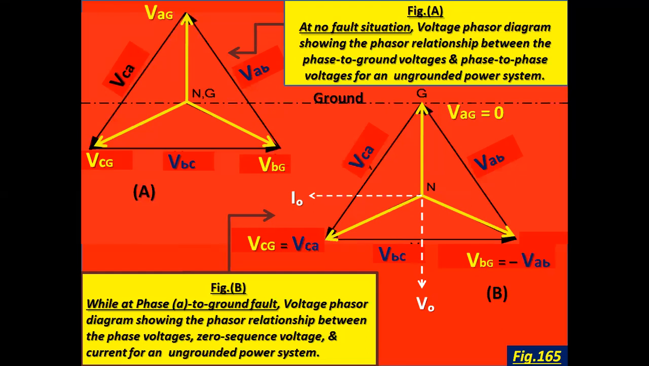Now, see the diagram. At no fault situation, this is the voltage phasor diagram showing the phasor relationship between the phase to ground voltages and phase to phase voltages for an ungrounded power system. This one, while at phase A to ground fault, is the voltage phasor diagram showing the phasor relationship between the phase voltages, zero sequence voltage, and current for an ungrounded power system.